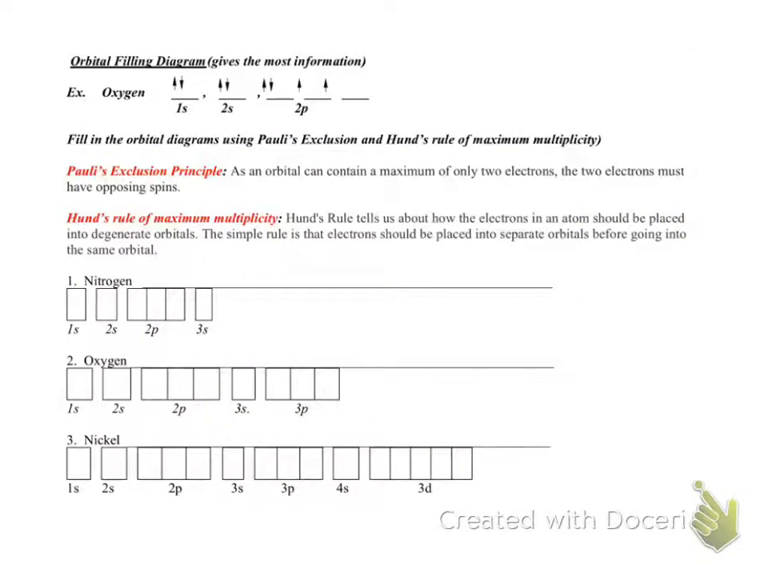Last, on this slide, I'm going to write down the full configurations. Full configuration means not the abbreviated one. For nitrogen, atomic number is 7. It is 1s2, 2s2, 2p5. If you want to write down the abbreviated one, it is going to be helium 2s2, 2p5.